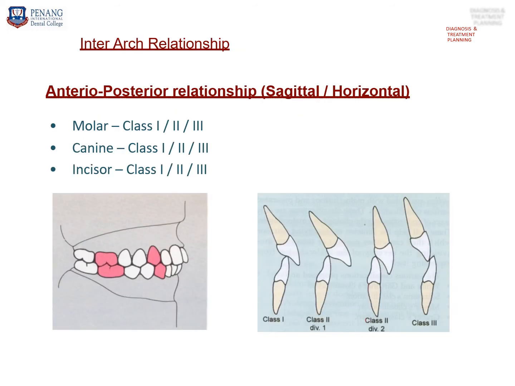Next is inter-arch relation. That means whether the molar is in a class 1, class 2, class 3, whether the canine is in class 1, class 2, class 3, and incisor in class 1, class 2, class 3, right? So I assume you all have already understood how to classify the molar, canine and incisor relation in your third year itself under the topic classification of malocclusion. So I'm not going into much detail here, right?